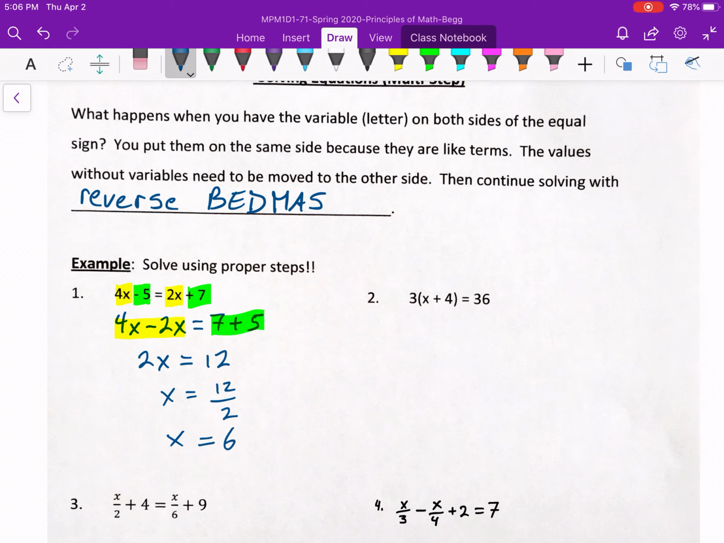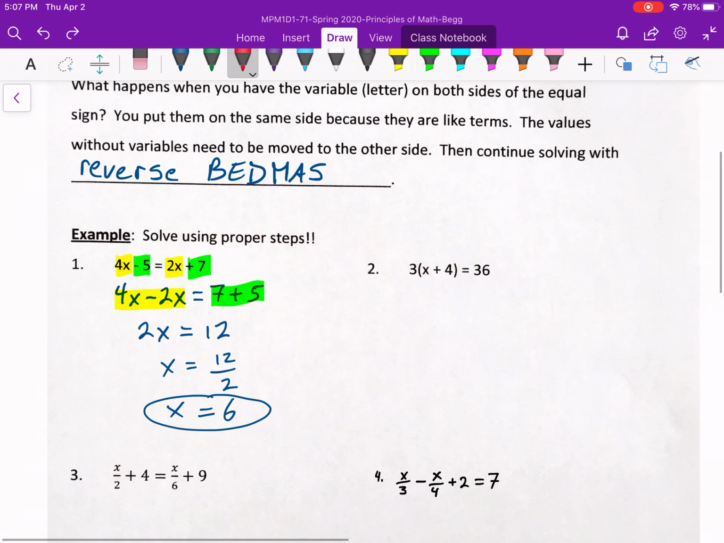Remember, we can check any answer by plugging it back into the equation. We could do a formal check, or we can just do an informal check by sticking 6 back in. If I go back to the original equation, back up here, and I do 4 times 6, that's 24. Take away 5 is 19. And then if I do the opposite side, 2 times 6 is 12, plus 7, that equals 19 as well. So the left side equals the right side. So that's one way to check.